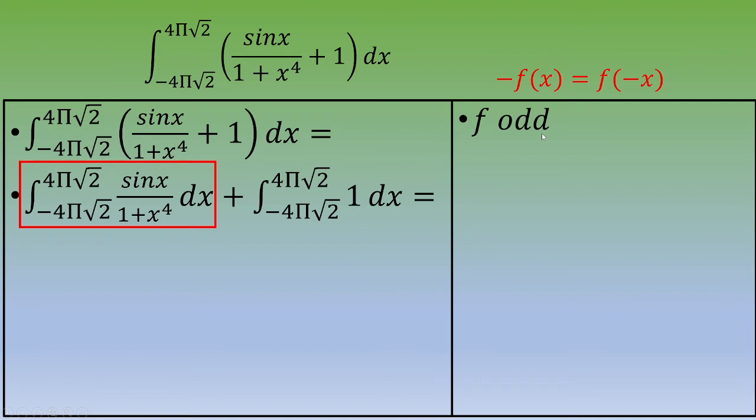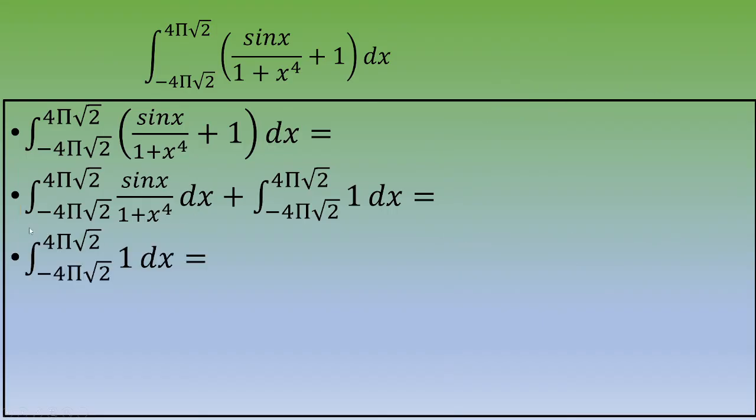And we know when we've got an odd function and when these limits are two opposite numbers, the integral from negative a to a of f of x dx, if f is an odd function, is 0. So this part is 0.